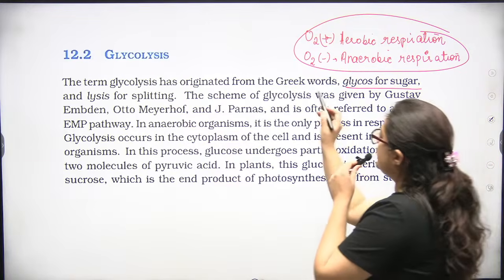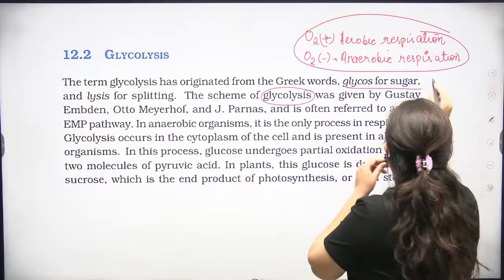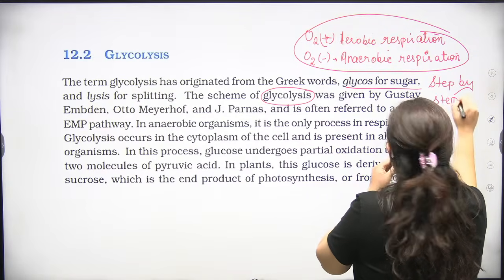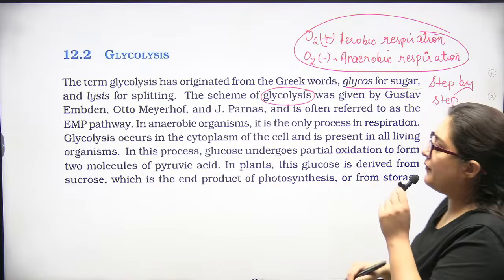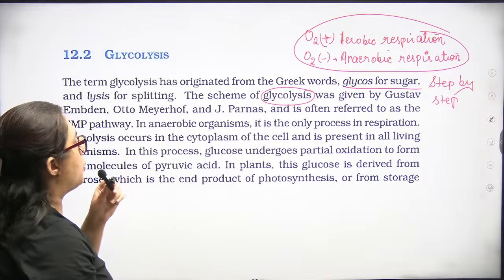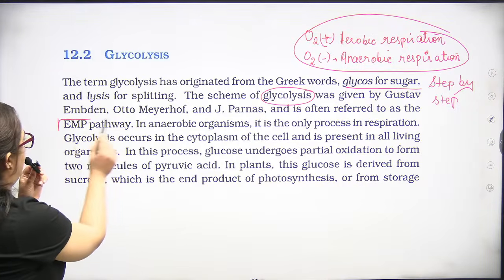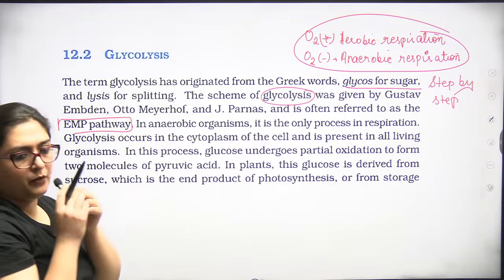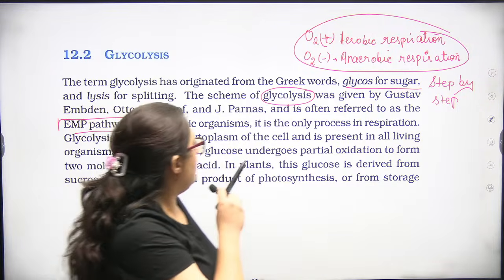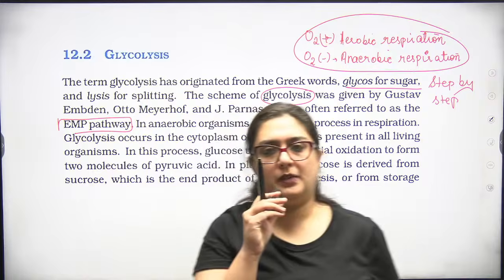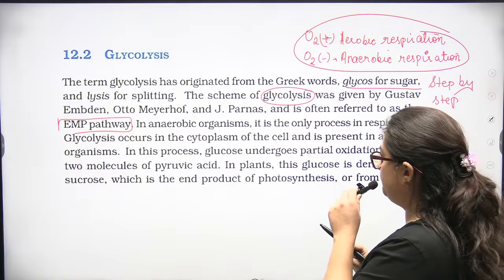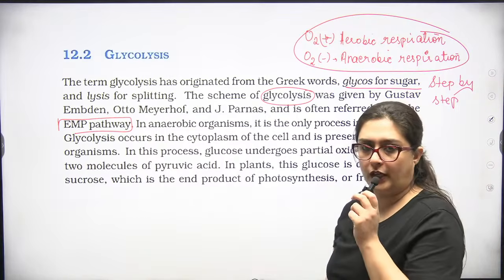The term glycolysis has originated from the Greek words glykos for sugar and lysis for splitting, breaking down. The scheme, a step by step procedure, was given by Gustav Embden, Otto Meyerhof, and J. Parnas, and is often referred to as the EMP pathway after the names of the scientists. In anaerobic organisms, it is the only process in respiration.